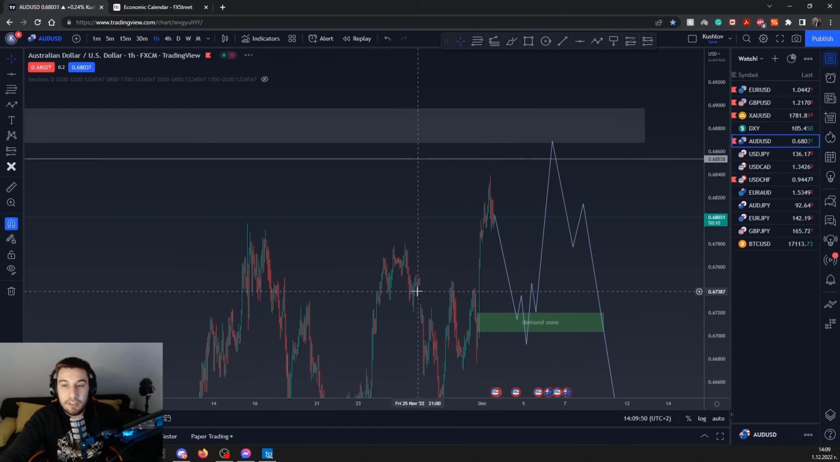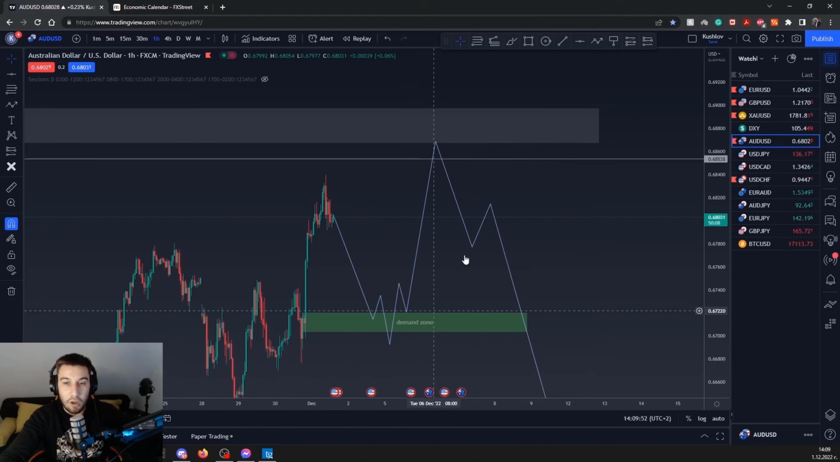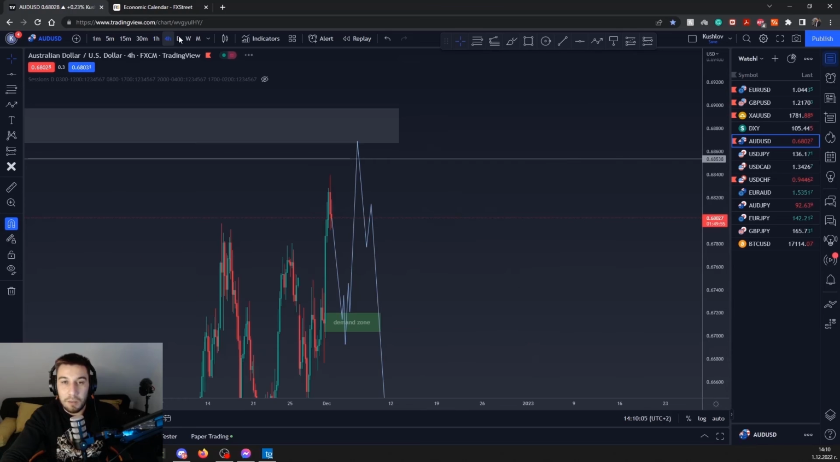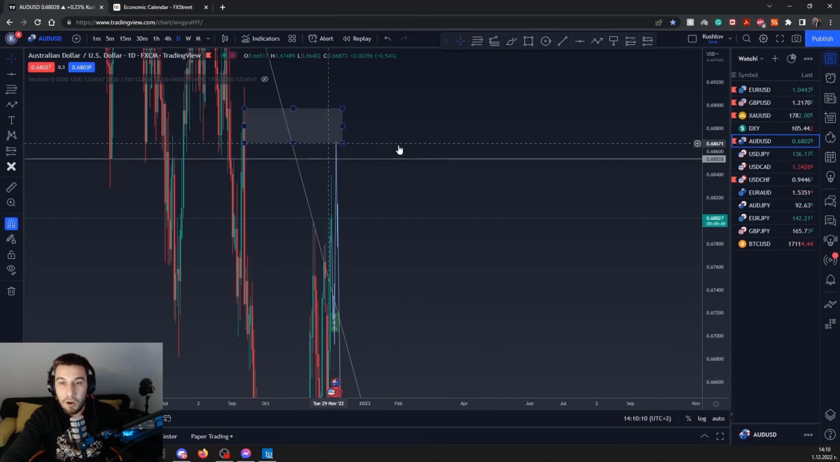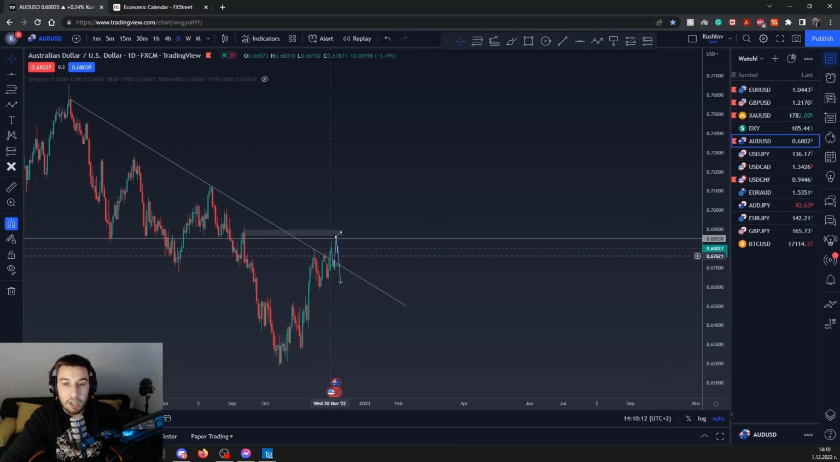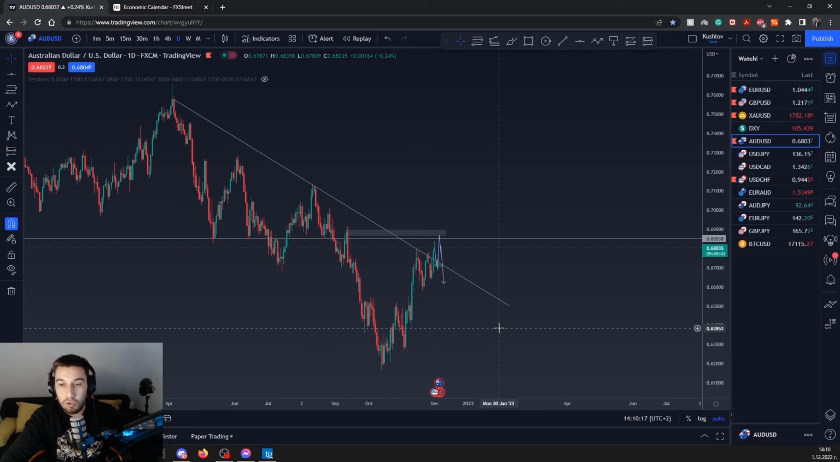Okay, now obviously this pair is just on the radar. I'm not entering any trades right now. I want to see some kind of structure forming so I can make a decision based on that, whether I want to buy or sell. But like I said, I'm expecting that looking at the 4-hour and the daily time frame, we're probably going to see price testing this supply area that sits above, and then we're most likely going to drop again to the downside. All right, so that's what I'm looking at here on Aussie dollar.